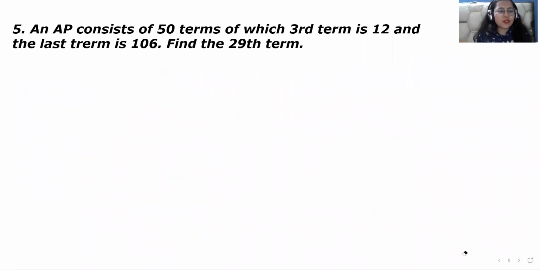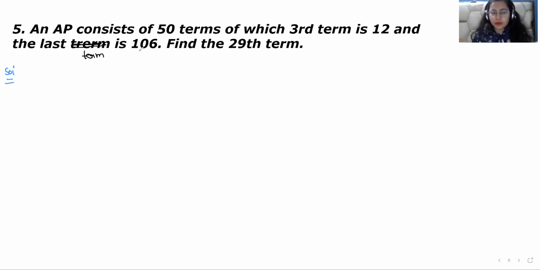Now we are going to solve this question. An AP consists of 50 terms, of which the third term is 12 and the last term is 106. Sorry, this is written as term, T-E-R-M. The last term is 106. Find the 29th term. Similarly, we are going to solve this question. So what is given?